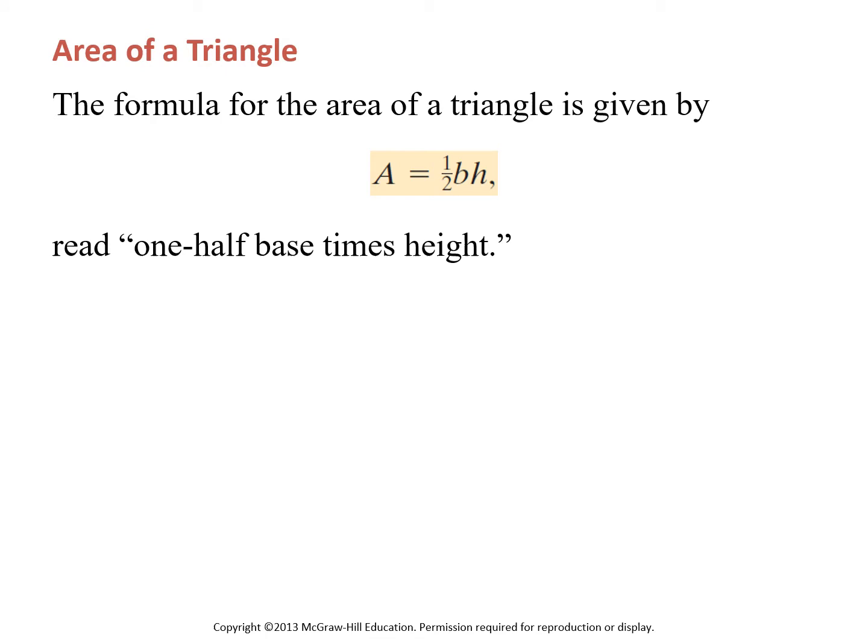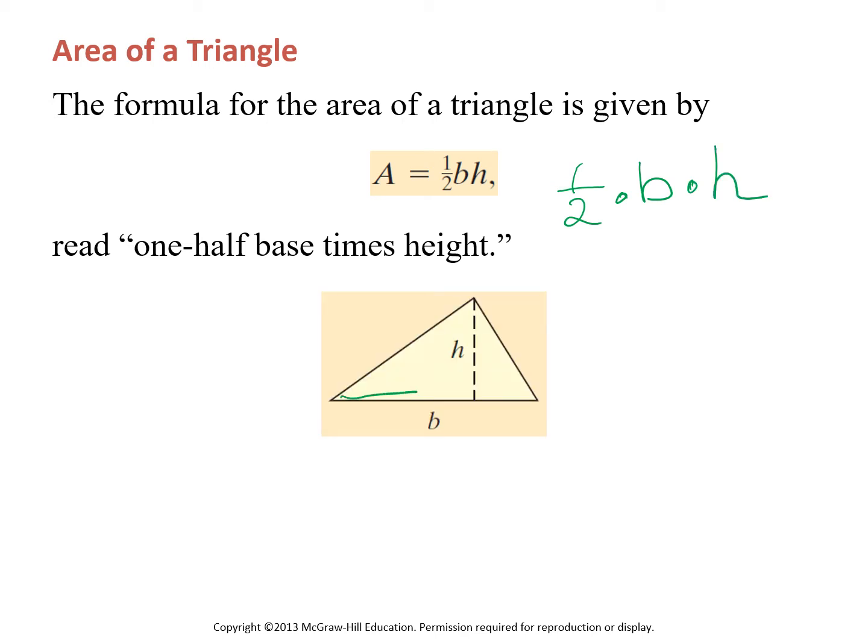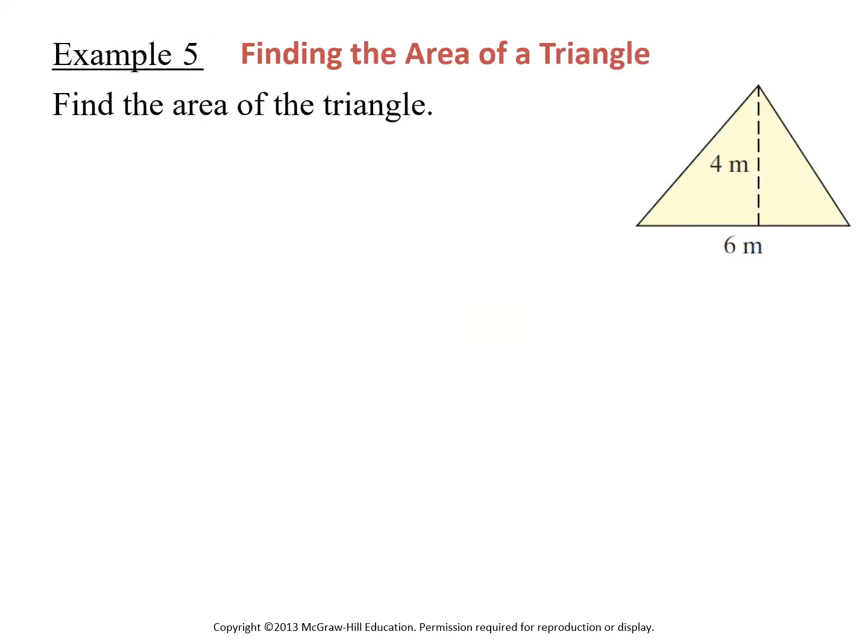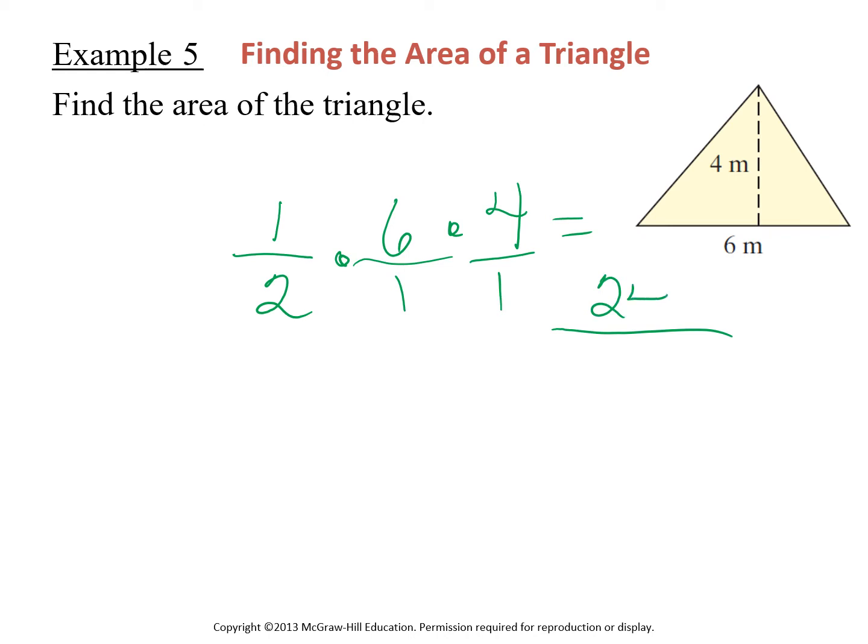Next, we're looking at the area of a triangle, and the formula is 1/2 BH. So that means we're going to multiply 1/2 the base of the triangle times the height of the triangle. So here's the base, and the height is always perpendicular to the base. And so the area of this triangle will be 1/2 times the base 6 times the height, which is 4. So multiplying across the numerators, I have 24 divided by 2, and so I have 12, and meters times meters is square meters.